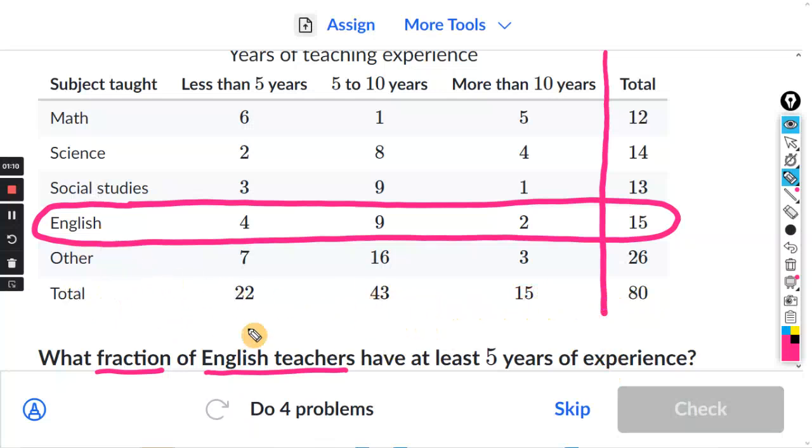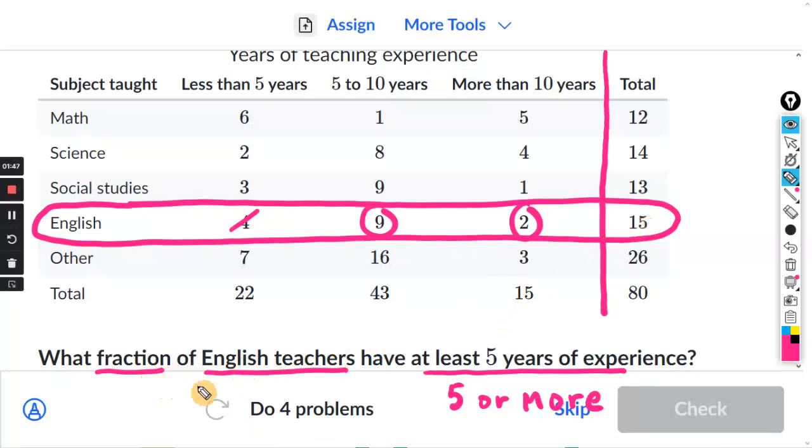We're limiting ourselves to English, and we want the ones with at least 5 years of experience. How many have at least 5 years? Well, what does at least 5 years mean? That means 5 or more. All right, so how many have 5 or more? Well, this column here is less than 5, so this does not count. This column is 5 to 10, and this column is more than 10, and this is the total.